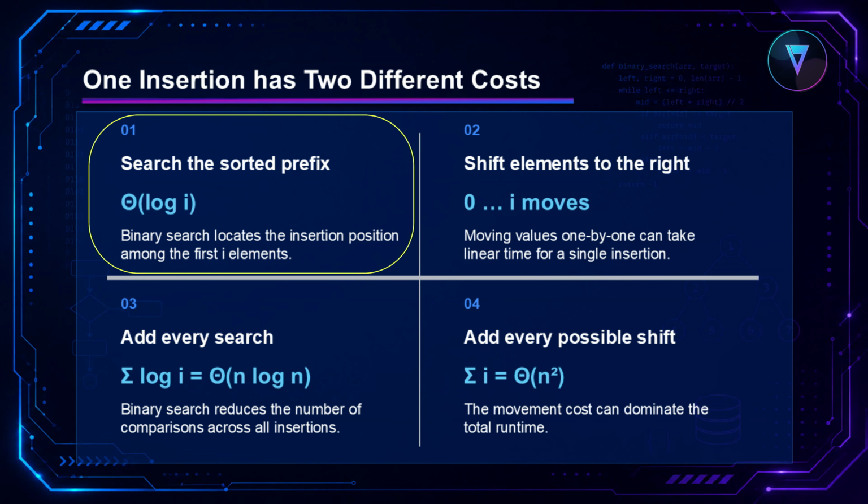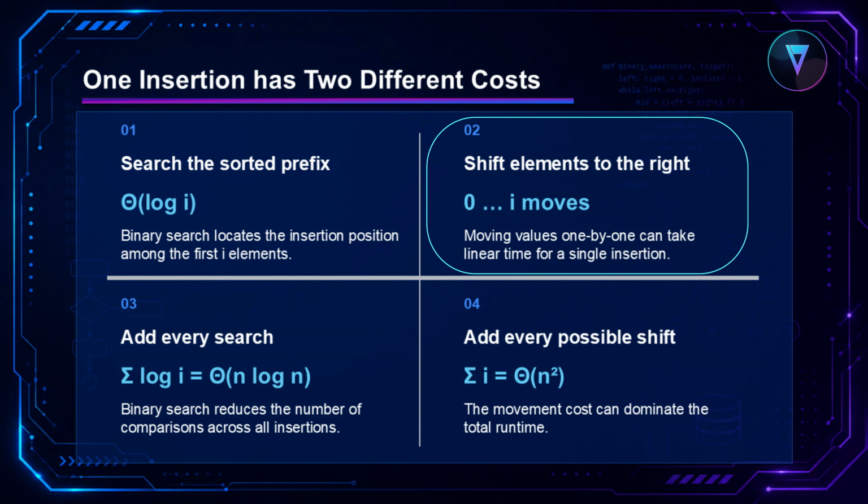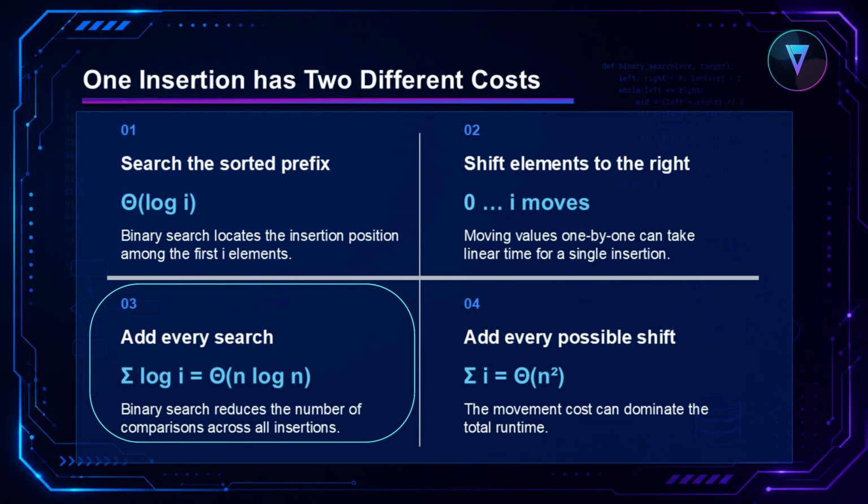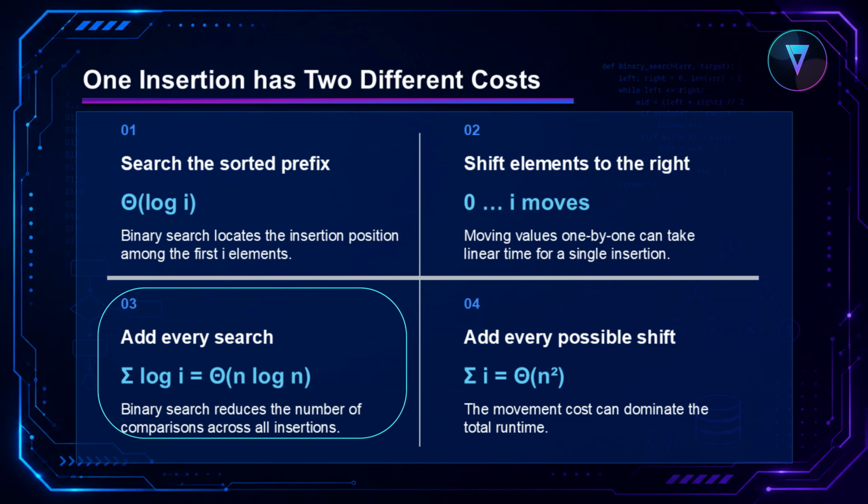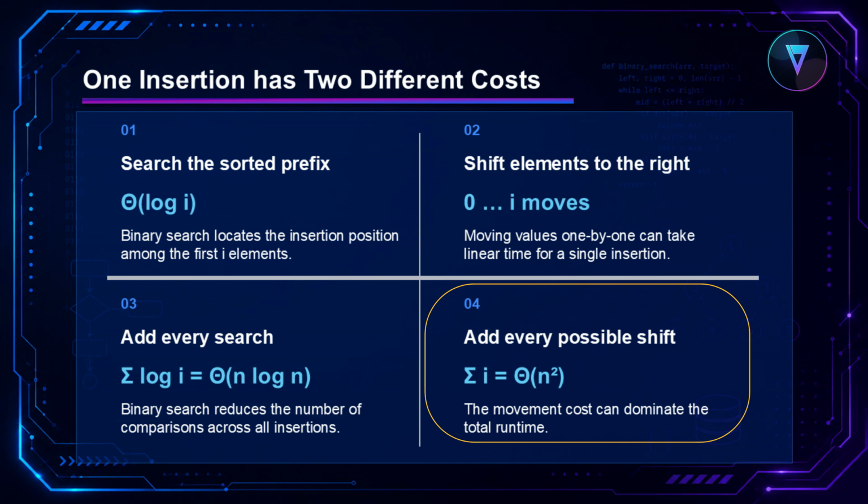First, binary search takes O of log base 2 of I comparisons, where I is the size of the sorted prefix. The algorithm may then shift anywhere from 0 up to I elements. So, across the entire list, searching adds up to O of n times log base 2 of n, while shifting can add up to O of n squared. Exactly. The insertion position is found quickly, but creating the gap can still be expensive.